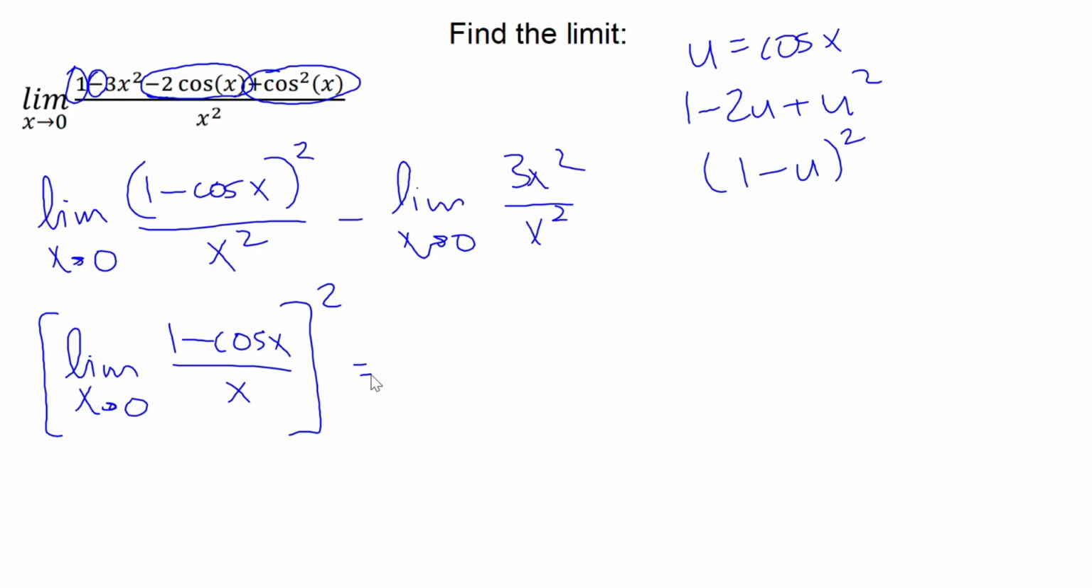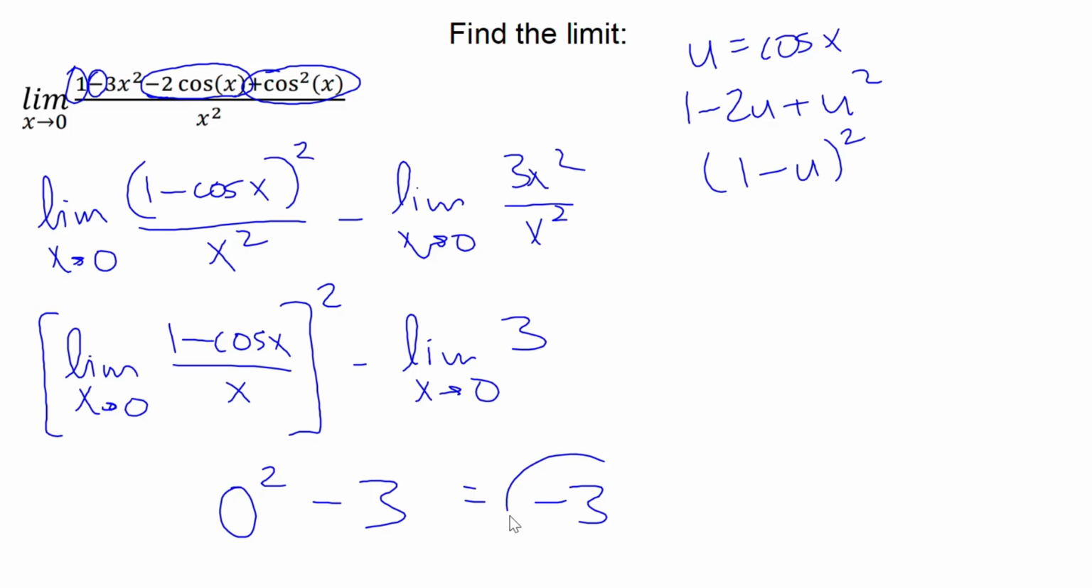And then this other one, well, 3x squared over x squared is just 3, right? So we have minus the limit as x approaches 0 of just 3. We know that the limit as x approaches 0 of 1 minus cosine x over x is 0. So this is now just 0 squared minus, well, the limit of a constant is the constant. So 0 squared minus 3 is negative 3.